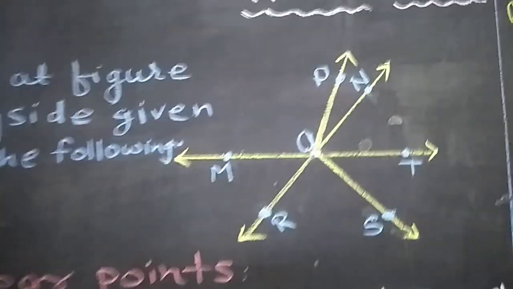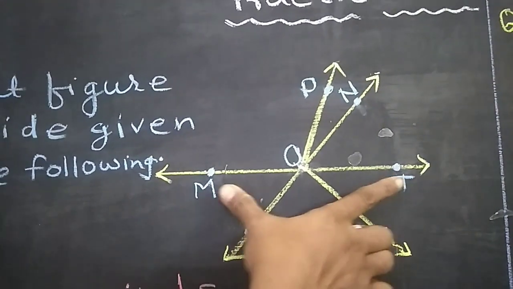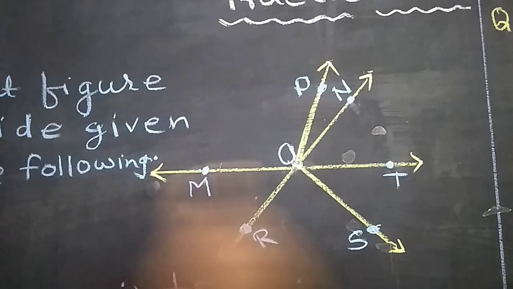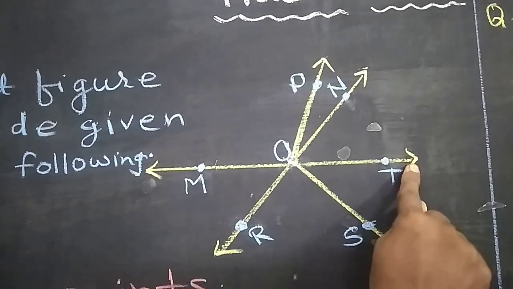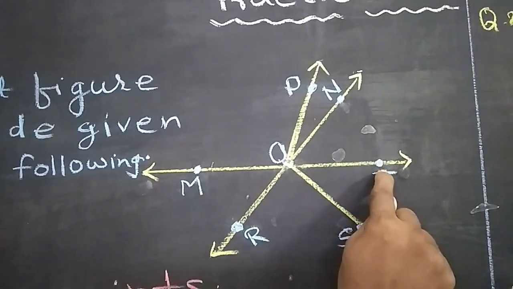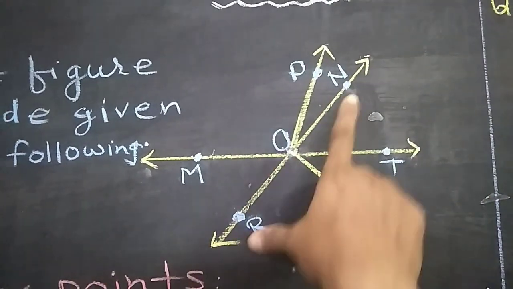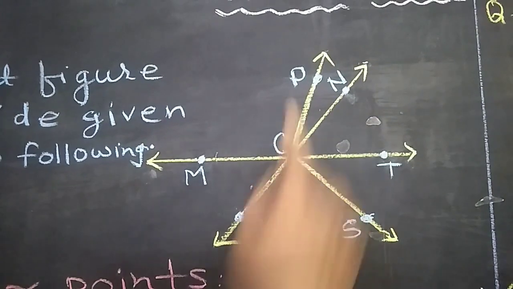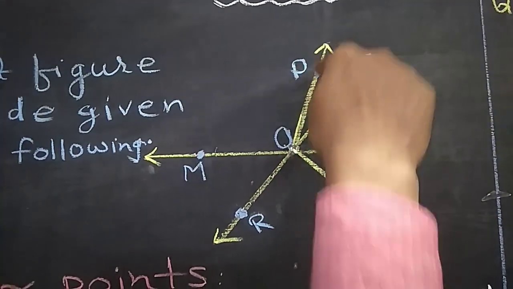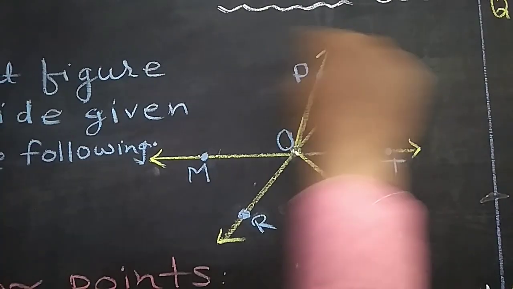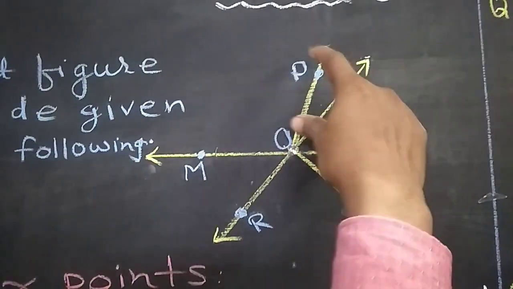A line means what? A line has two arrow points, as given in the questions. You can see here the arrow is here also, and here the arrow is here also. So MT will be your line. Similarly RN has two arrow points here, so it will be your line. But what about this? No, this is not your line, because it has only one end point and only one arrow is given here. So it is your ray, not a line.